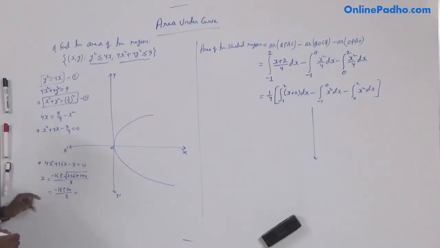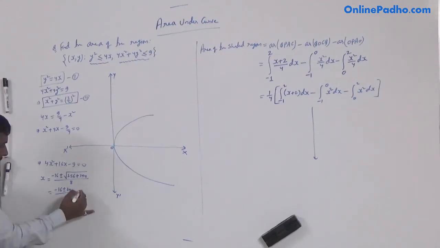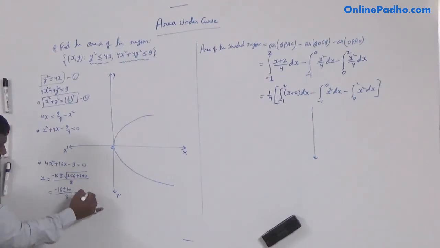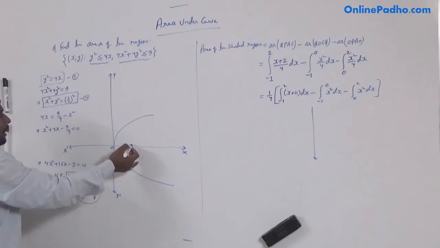So there are two values of x. We can say that 20 minus 16, that is 4 by 8, is 1 by 2, and the second one is minus 16 minus 20, that is minus 36 by 8. This one is minus 36 by 8. Now we have two values of x. Now we know the point of intersection of this one, right? So now the point of intersection is 1 by 2 on the positive side.